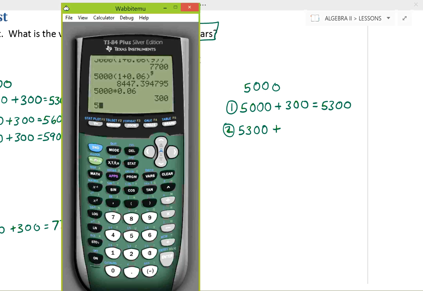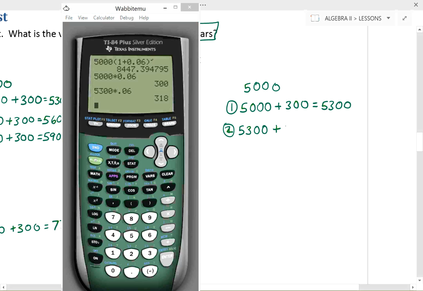So I need to figure out what 5,300 times 0.06 is. So 6% of that is $318. So after 2 years, I don't just add a second $300, I add 6% off of the new value of 5,300, which is $318, and brings us to $5,618.